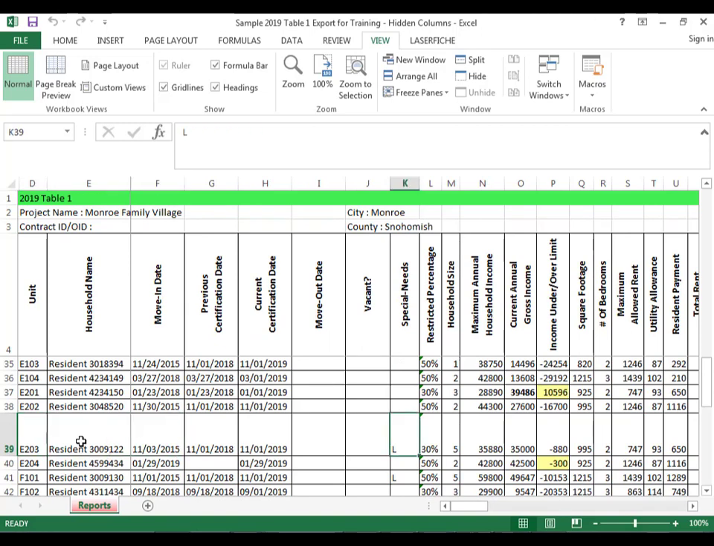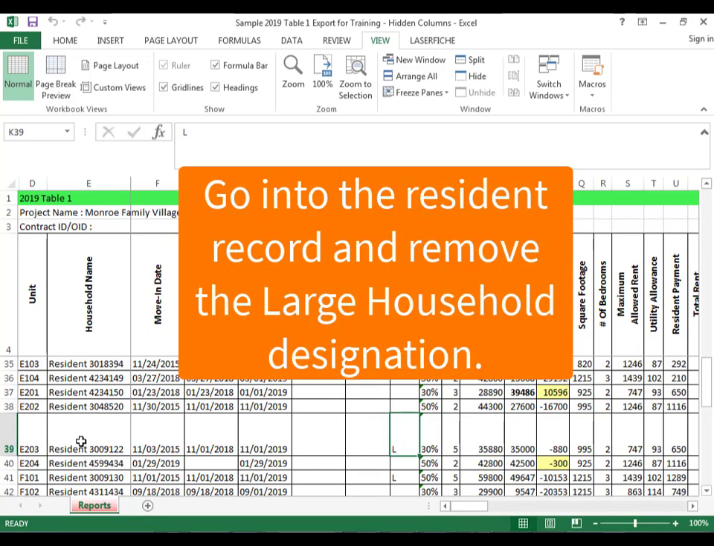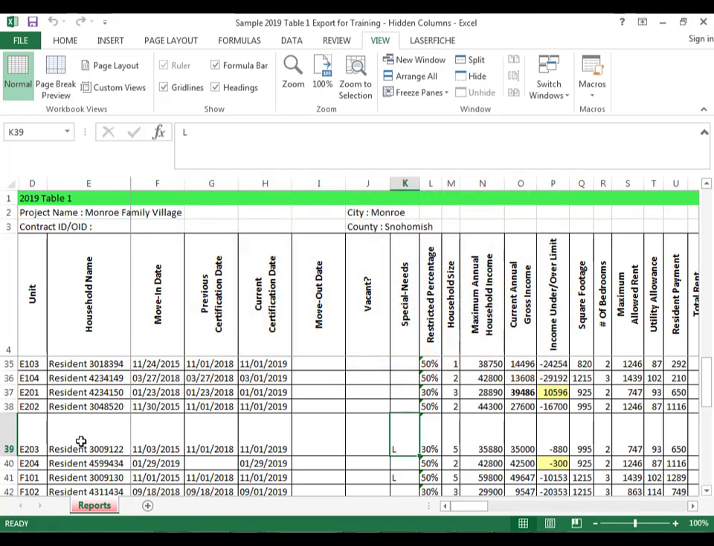If you remember, when we looked at the annual summary report and the large household units that were designated, it showed that there was a 2-bedroom unit designated as a large household. The definition for a large household is 4 or more members in a 3-bedroom or larger. So the fix on this unit, since the unit is only a 2-bedroom and cannot be counted as a large household, would be to go back into the resident record in WBARS and remove the large household designation, and that will take that L out of the special needs and it will remove the validation.